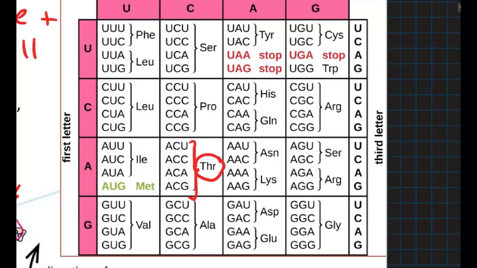However, a single amino acid can be encoded by more than 1 codon. Threonine is encoded by 4. Alanine is encoded by 4. The most outrageous is leucine, which is encoded by 6 different codons.